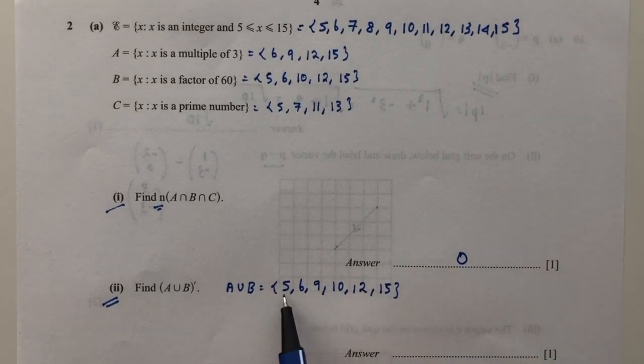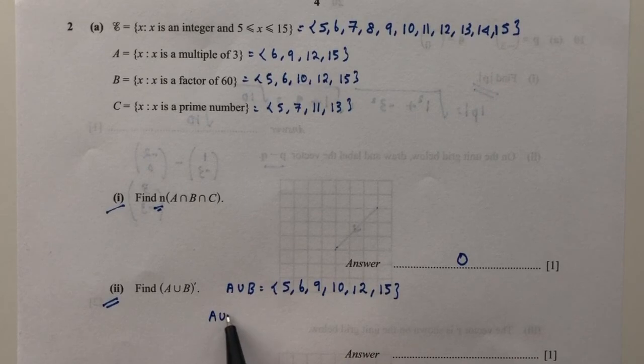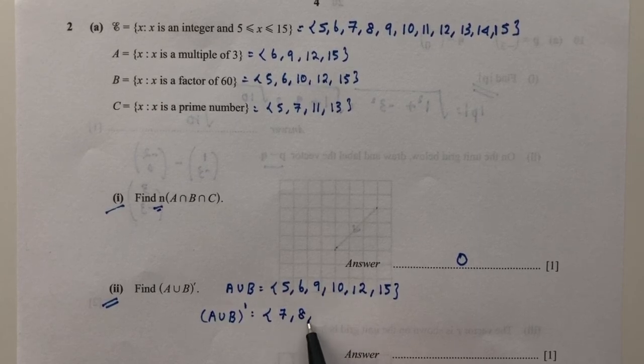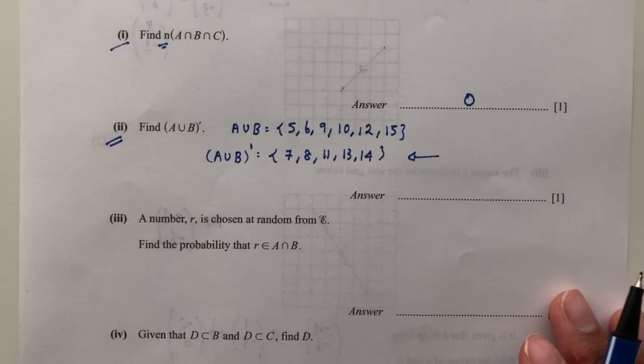So let's count. We have 5, 6, 9, 10, 12, 15. Right. Now for A union B prime, everything outside of this, you will have 7, 8, 9, 11, 12, 13, 14. So that will be the set that you are looking for. Now moving on to part 3.